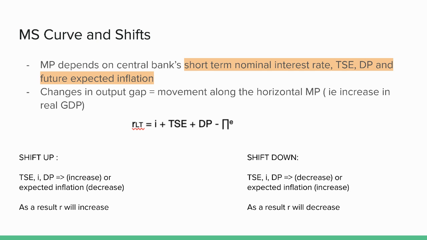And as a result of all this, R, the real long-term interest rate, will increase. And then it's vice versa. If we want to shift it down, the TSE, the interest rate, and DP have to decrease, or expected inflation needs to increase. And as a result, our real long-term interest rate will decrease. And we can see that in the formula.